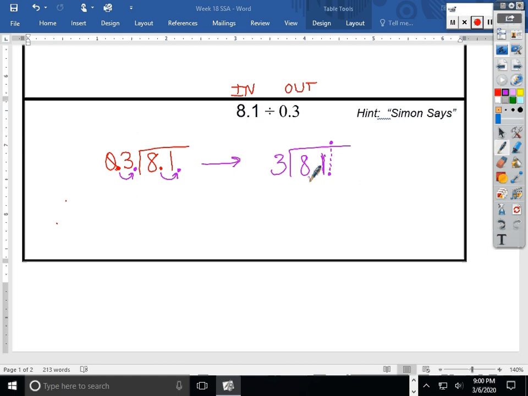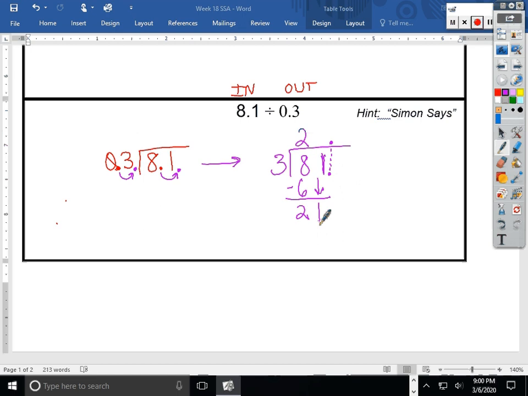I have 8 tens. Can I give you 3 of them? Sure. Could I do it a couple times? Sure. Could I do it more than that? No, because when I count 3, 6, 9 is too big. I could give you 2 groups of 3. 2 groups of 3 gets me 6. That's how many parts I'm using up. And when I subtract, I'm left with 2. I have 2 tens remaining, but I don't want to forget that I have some ones to work with also.